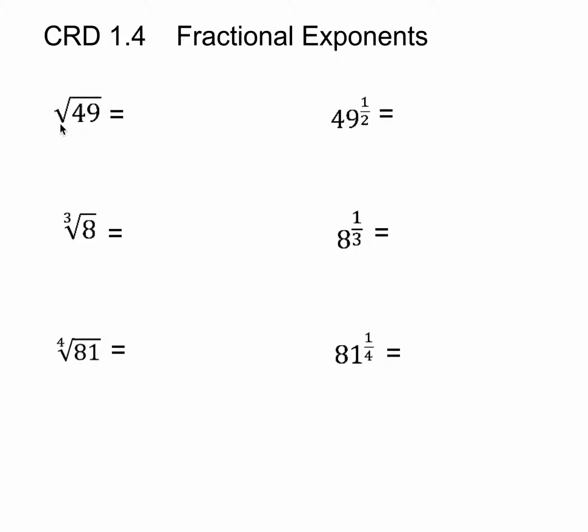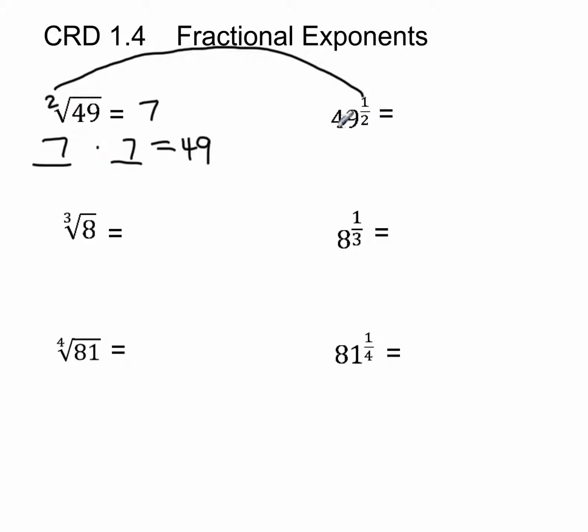The square root of 49 means what number times itself equals 49. If you type it in your calculator, it will tell you it's 7. And the reason why it's 7 is because 7 times 7 is 49. There's actually a little invisible 2 here. They don't write it because anything that's not written there is implied to be a 2.